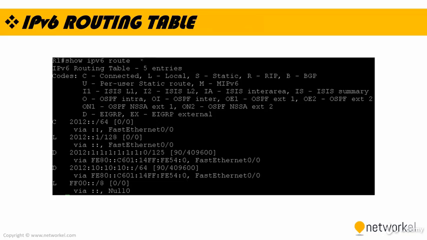If I want to display the IP version 6 routing table, I'm using the show ipv6 route command. In a router, IP version 6 routing tables and IPv4 routing tables are kept separately. If I want to display the IPv4 table, I'm using the show ip route command. But if I want to display the IP version 6 routing table, I need to use the show ipv6 route command.